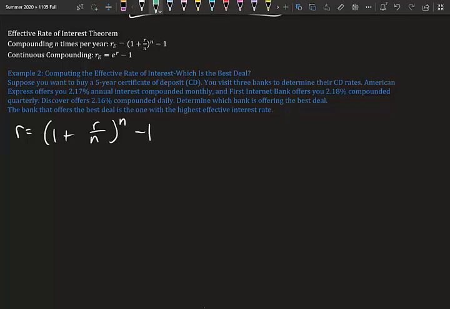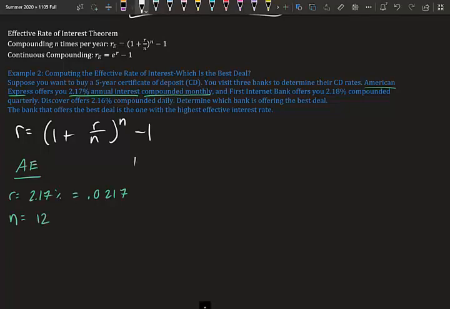So we have 3 banks. We have American Express, and they offer a rate of 2.17%, which in decimal form is 0.0217, and it's compounded monthly. So your compounded is always your n, and monthly, there's 12 months in a year.